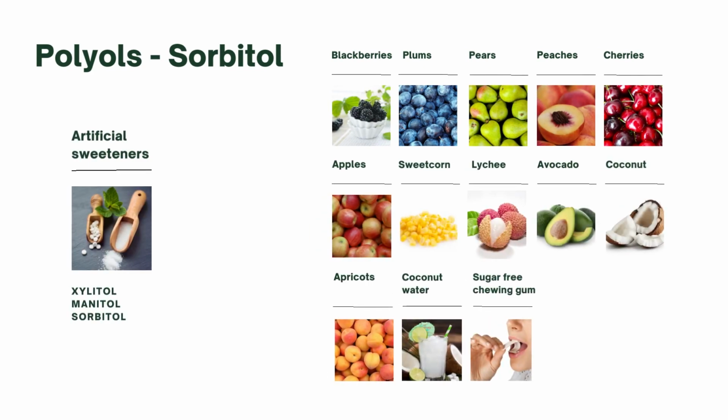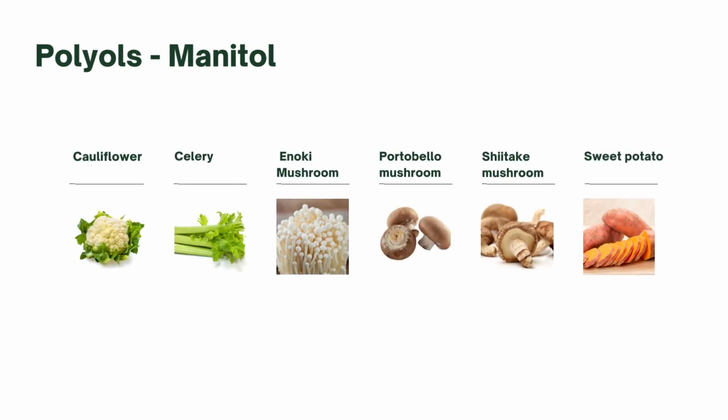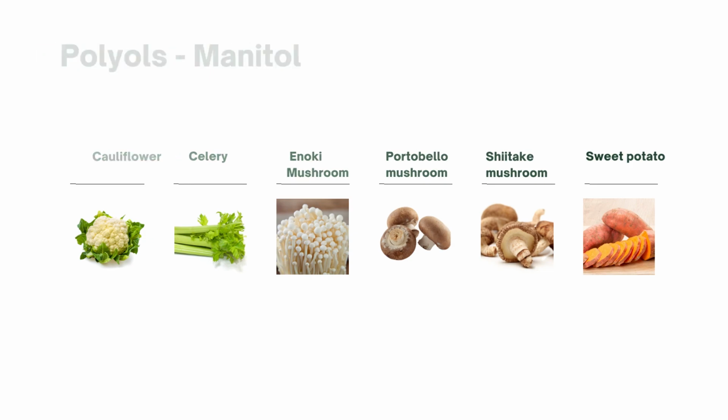Polyols cover xylitol, mannitol, sorbitol, and sorbitol is evident in quite a few fruit and some other foods. Things like sugar-free chewing gum, for instance, all of these will need to come out of the diet. And another polyol, mannitol, is found in things like cauliflower, celery, sweet potato, and some mushrooms.